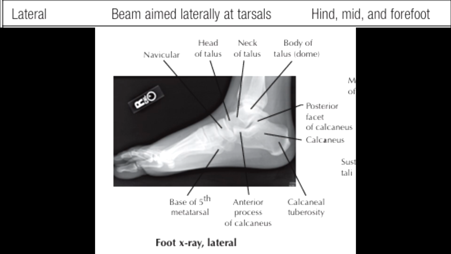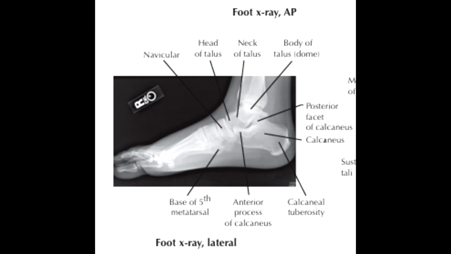Next, let us examine the lateral radiograph of the foot. Here, the X-ray beam is directed laterally across the tarsals, producing a sagittal profile of the hindfoot, midfoot, and forefoot. On this view, we can see the talus in its entirety, the head, the neck, and the dome, as well as the calcaneus with its posterior facet, sustentaculum tali, and tuberosity. The base of the fifth metatarsal and the navicular are also well visualized.